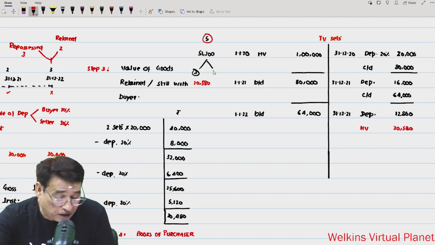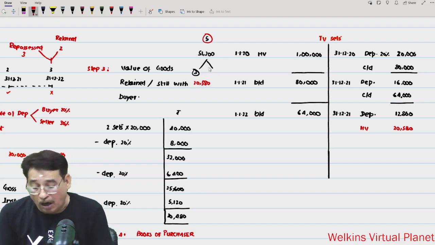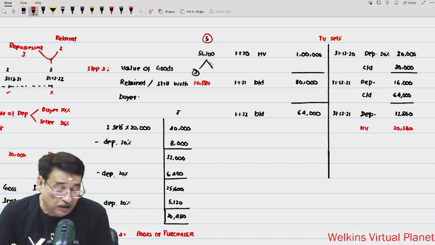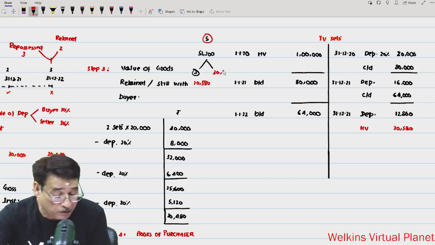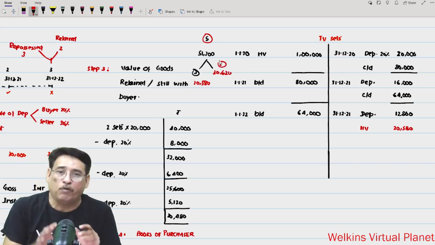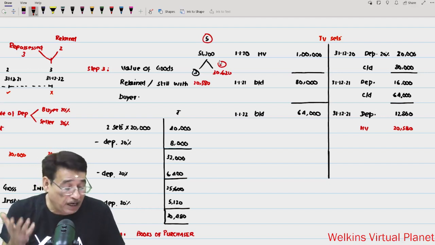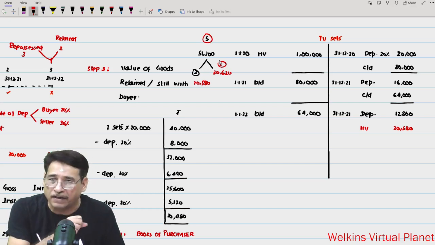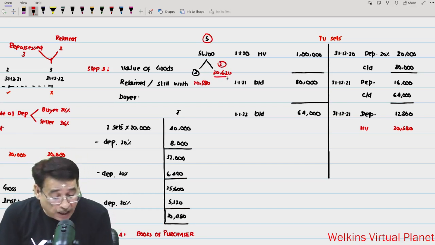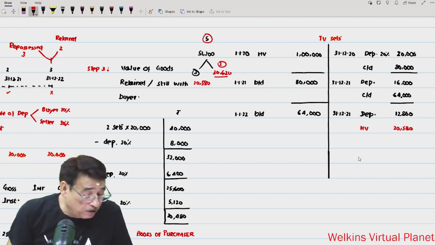So logically, now the balance should be at least this much. Out of 51,200, if I subtract 20,580, then the balance should be equal to 30,620. The balance of 2 sets should be equal to 30,620. It is as simple as that. But the problem is that we have already computed the closing balance. The closing balance should have been this much, but the closing balance you have already found out as per your working note number 3.